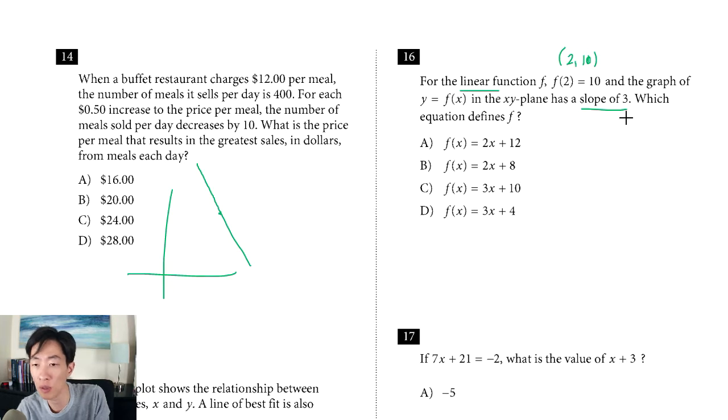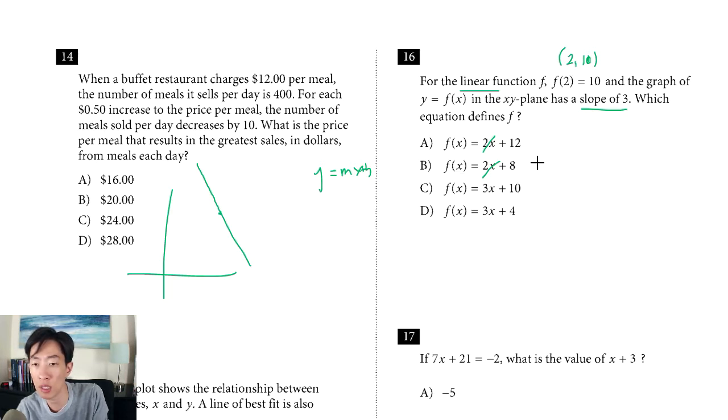What's the easiest way to do this? We know that it has a slope of 3. Notice these are all in y equals mx plus b form. So the slope is m, cross off slope 2. Now we're choosing between C and D. What's the easiest way? We know 1 point that's on the line. So let's just plug in the x and the y value and see if they match up.